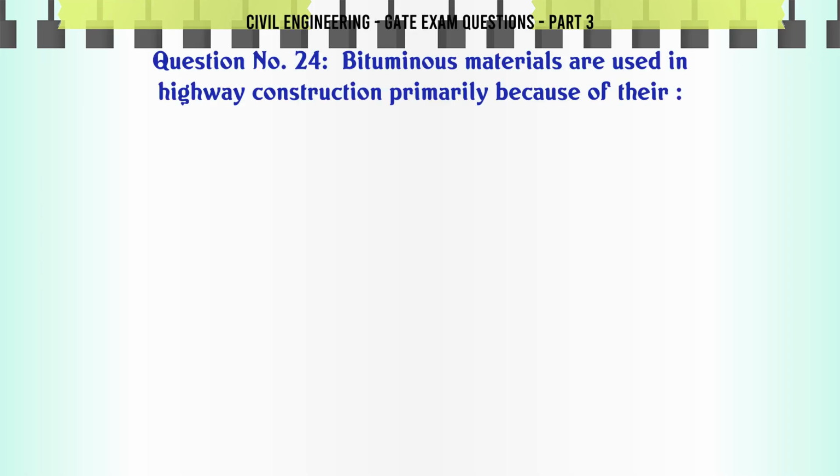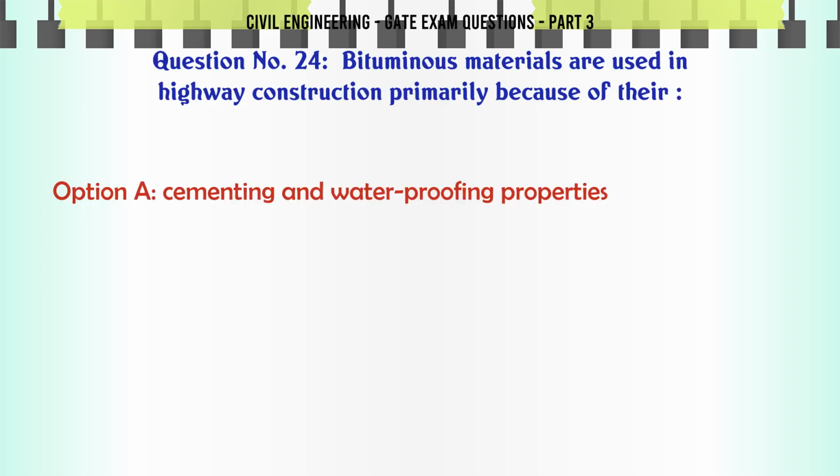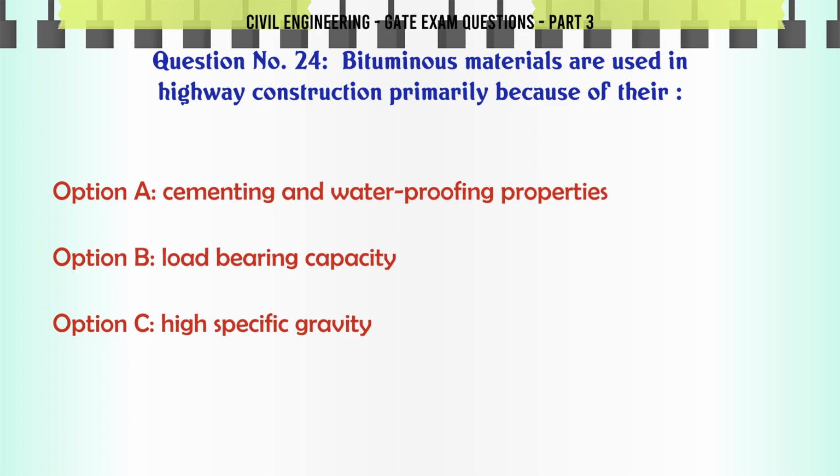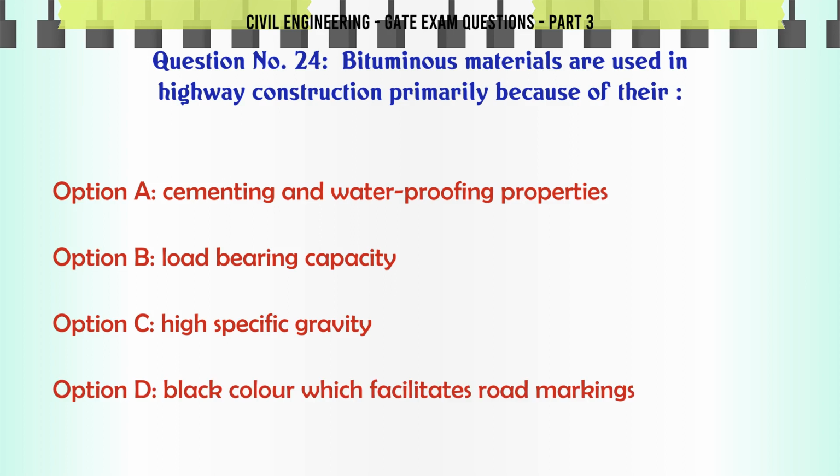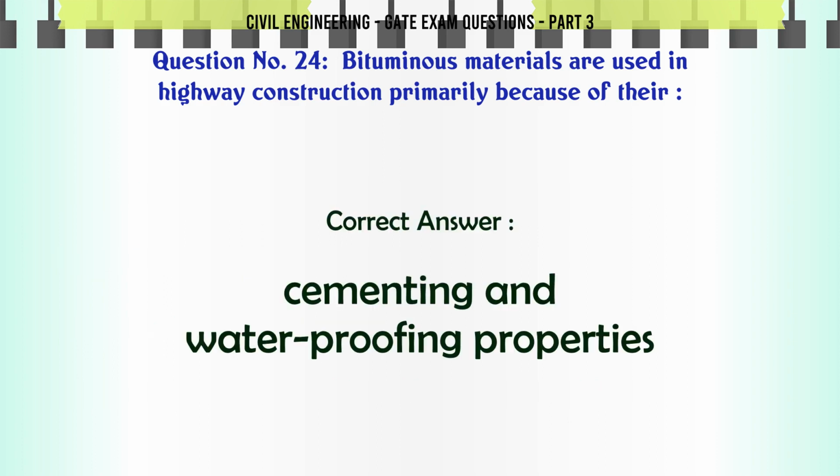Bituminous materials are used in highway construction primarily because of their: A, cementing and waterproofing properties; B, load-bearing capacity; C, high specific gravity; D, black color which facilitates road markings. The correct answer is cementing and waterproofing properties.